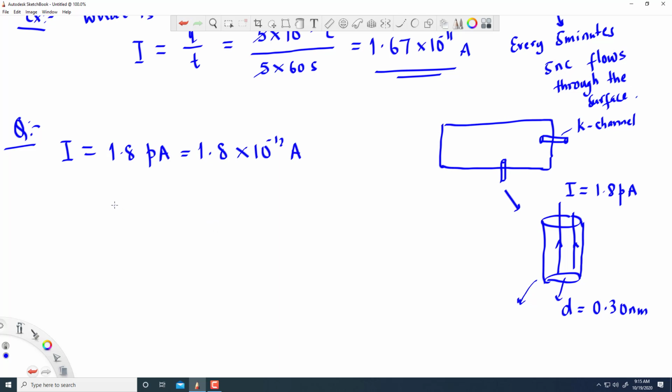So it's asking how many potassium ions pass through the channel if the ion channel opens for 1 millisecond. So number of potassium ions is unknown, and we want to know the number of the potassium ions for time equal to 1 millisecond. 1 millisecond means 1 times 10 to negative 3 second. Okay.